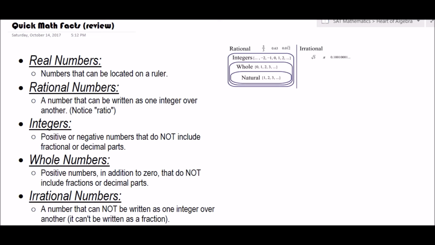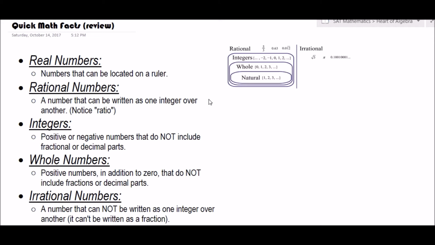And in this video, we'll review some math facts. These math facts you should know from school, but we'll review them because they're important to know in some SAT level questions. The first one we'll talk about is real numbers. Real numbers are numbers that can be located on a ruler. Nearly any number you can think of except imaginary numbers and infinity can be regarded as real numbers.